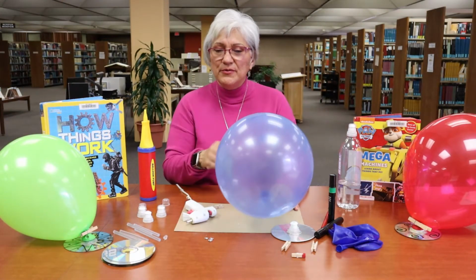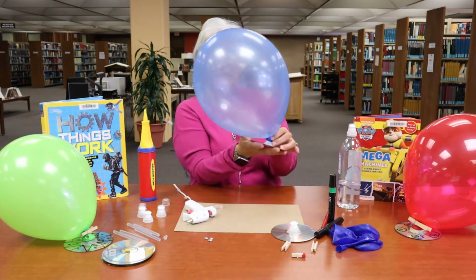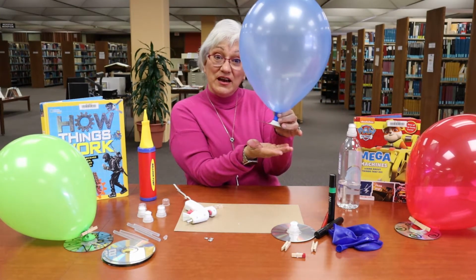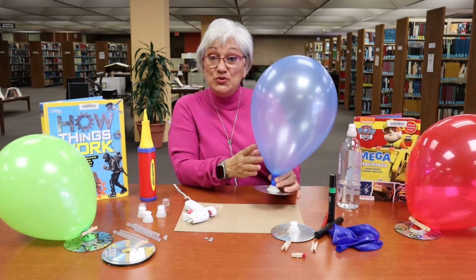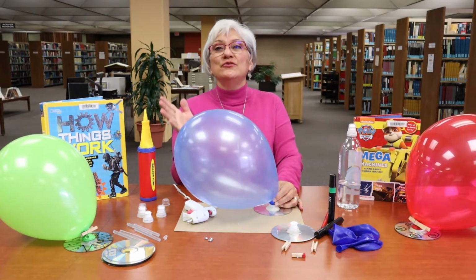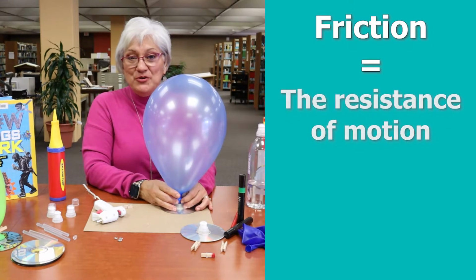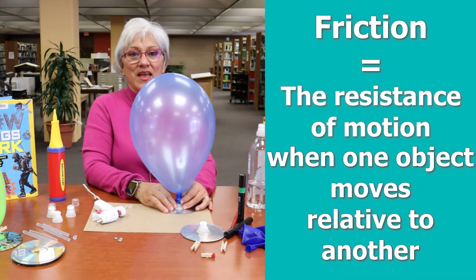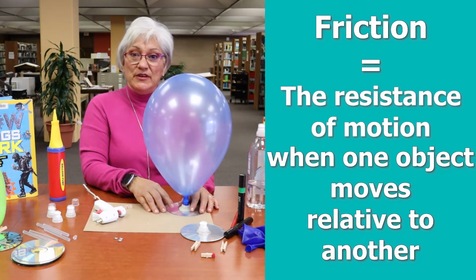So let's review what's going on here. Air from the balloon passes through the lid and is forced downward onto the surface, creating a cushion of air that this homemade hovercraft floats on. The cushion of air reduces friction from the table. Who knows the definition of friction? Friction is the resistance of motion when one object moves relative to another object. Reducing friction makes it a lot easier to start objects moving.